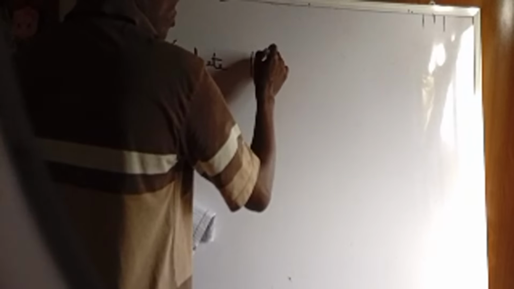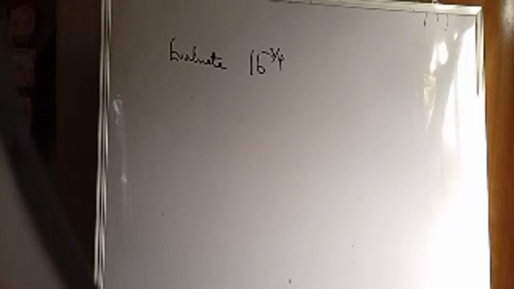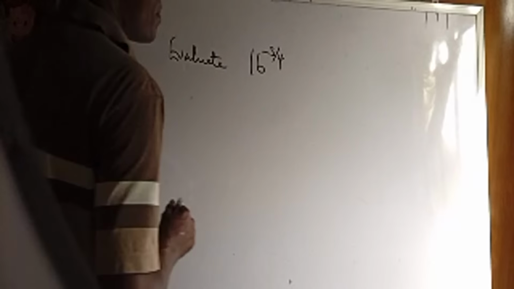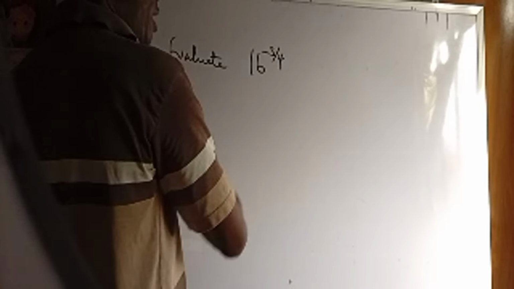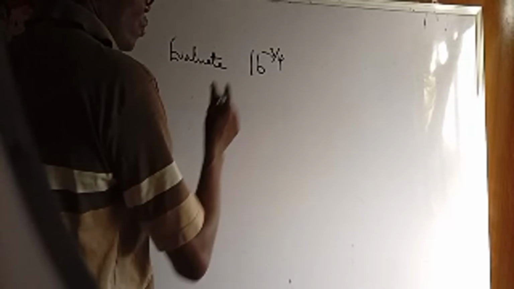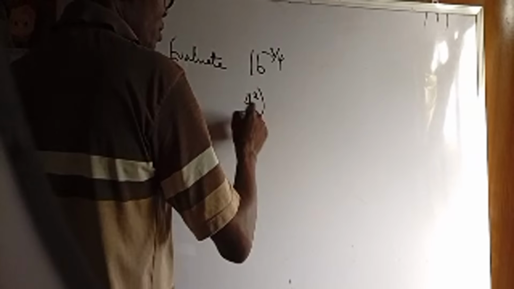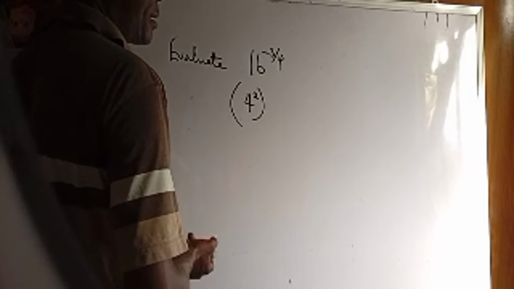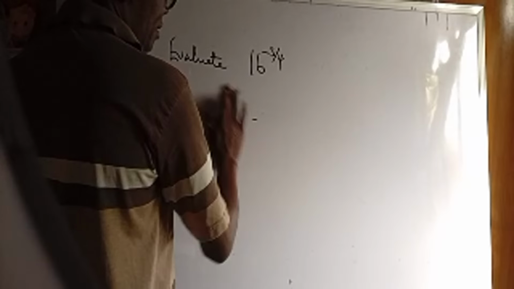Now, let's quickly solve questions like this. Suppose we are asked to evaluate this. This is an index question, also exponential. We have done this before, but let's quickly revise it. Now, 16 raised to minus 3 over 4. How can we break 16 into a multiple of 4, if we like? We can say 4 raised to power 2, good, if we like.